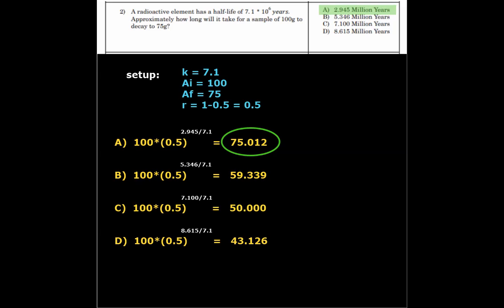Then if we go beyond the half-life, 8.615 million years in choice D, notice that we have less than half the sample left, because 8.615 divided by 7.1 is an exponent larger than 1. So we will have 43.126 grams remaining of our initial sample. The correct answer was A.